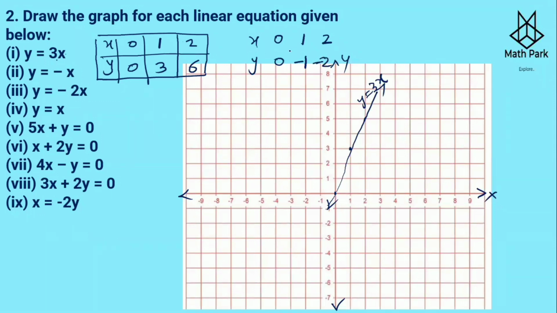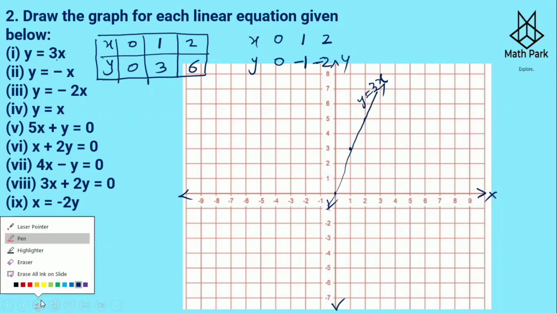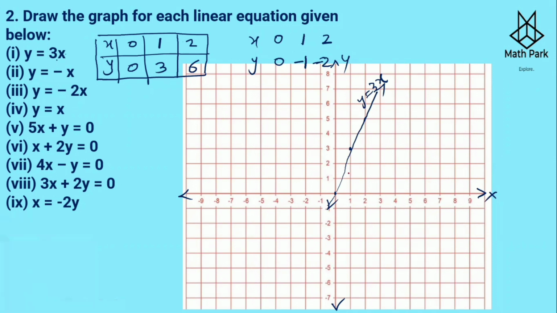So let us plot this point again, 0, 0. Then 1 and minus 1. Let me take some other color for this line. X is 1, y is minus 1, so this is the point. X is 2, y is minus 2, so this is the point. And 0, 0 is of course one point. So let us join these points, and our graph for the equation y is equal to minus x is done.